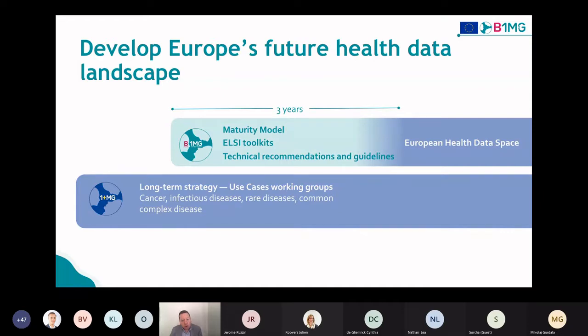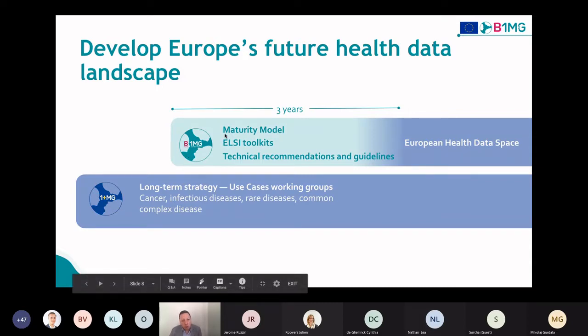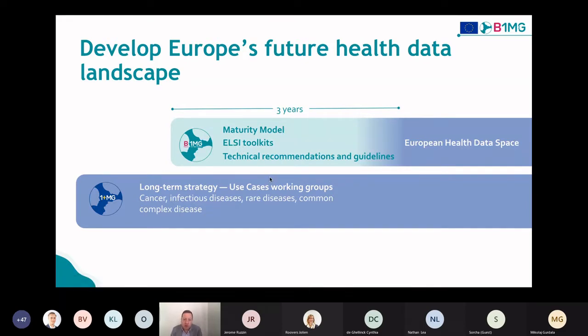The overall objective is to drive towards the European health data space. So this 3-year project called B1MG, along with the 1+ million genomes initiative, will build maturity models, it will build the ELIXIR framework, and it will give the technical recommendations and guidelines for how we can access this volume of data transnationally.